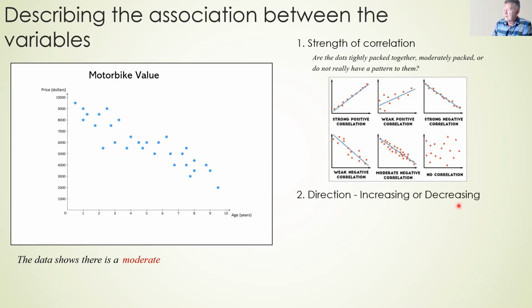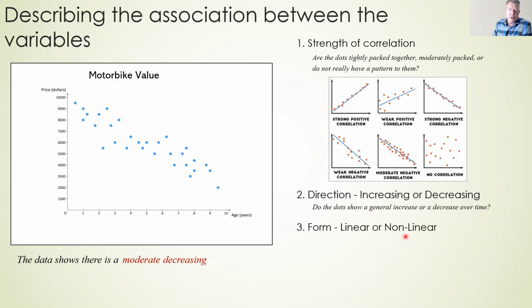Is it increasing or decreasing? Well, you could have picked that up from here. It says strong positive or strong negative. Do the dots generally increase or decrease? Positive or negative? So this one is pretty obviously going down, isn't it? So that would be a moderate decreasing or moderate negative. Either word is fine.